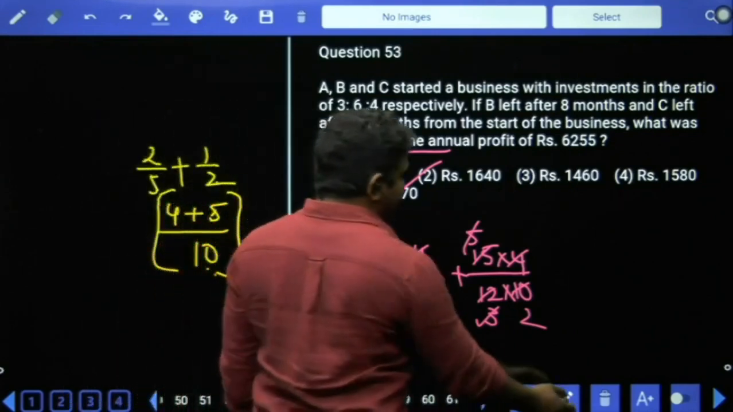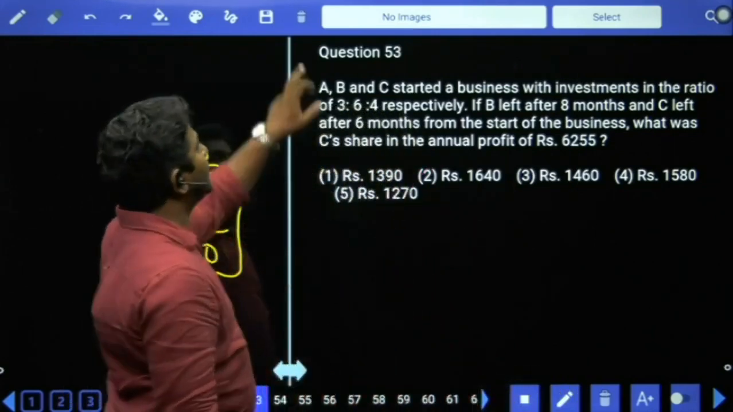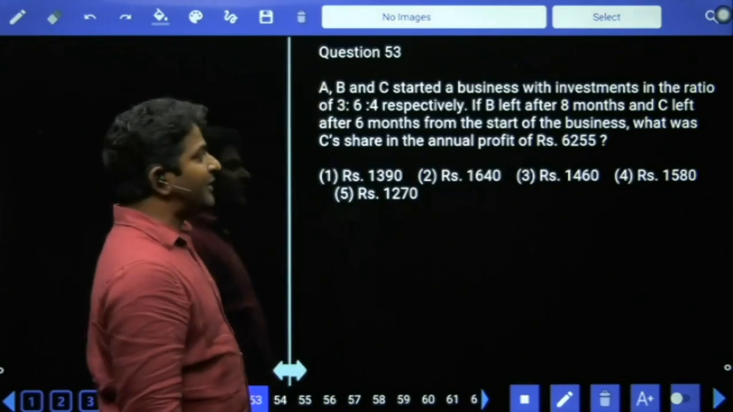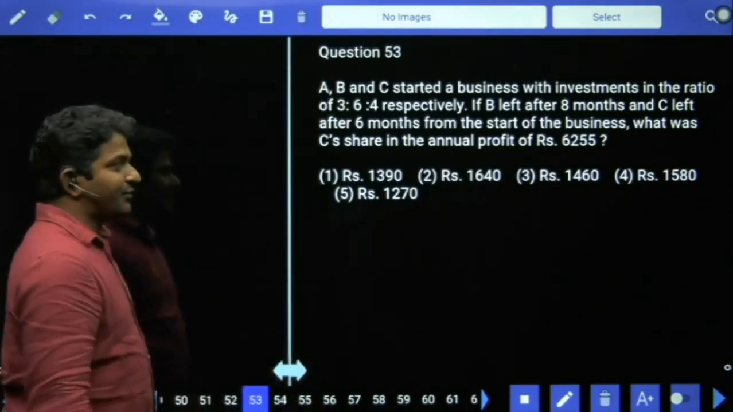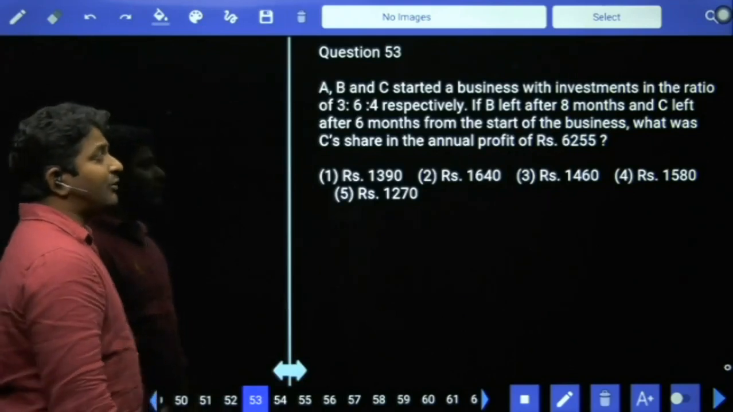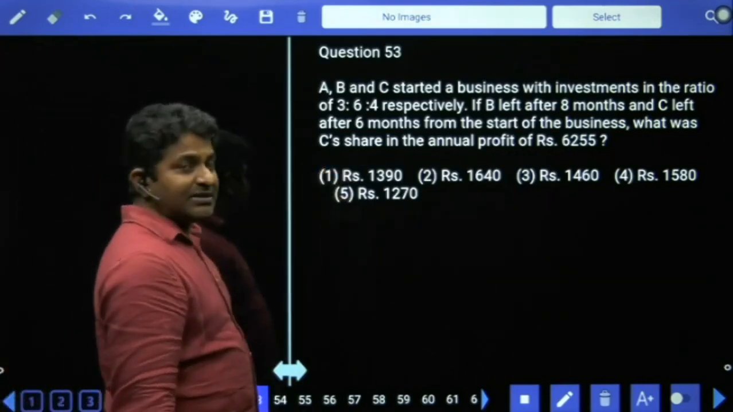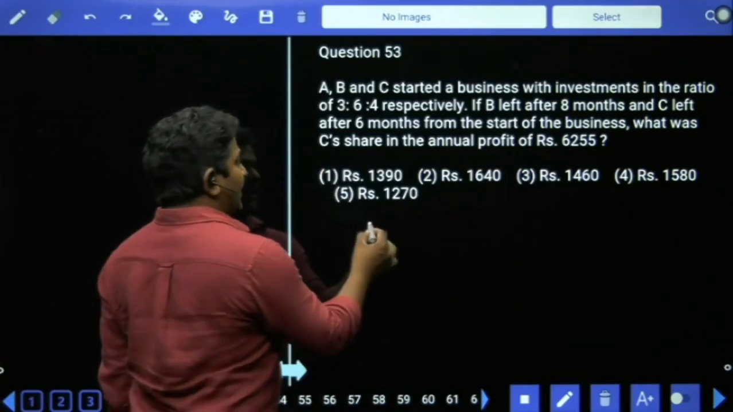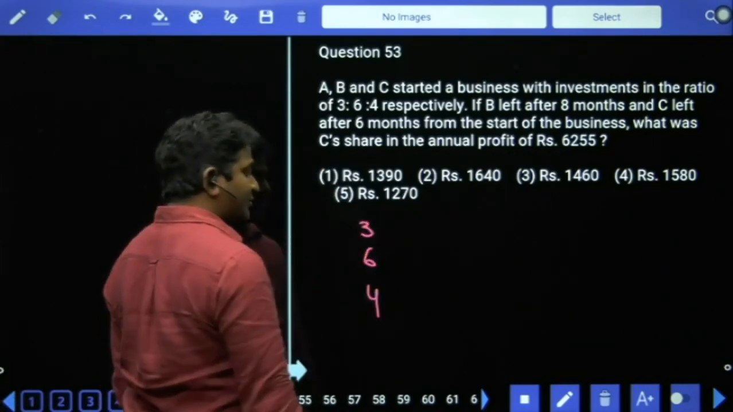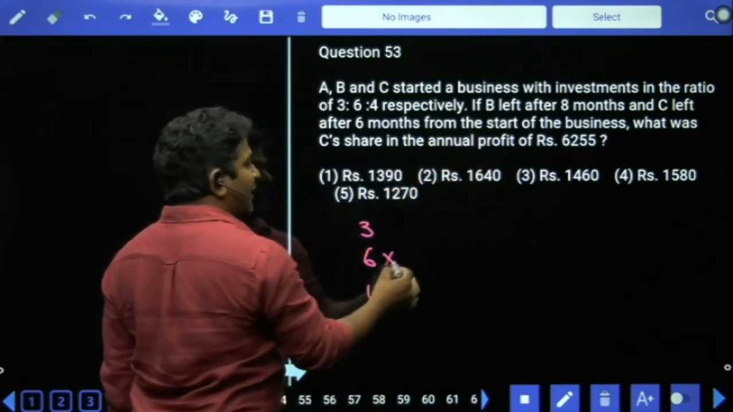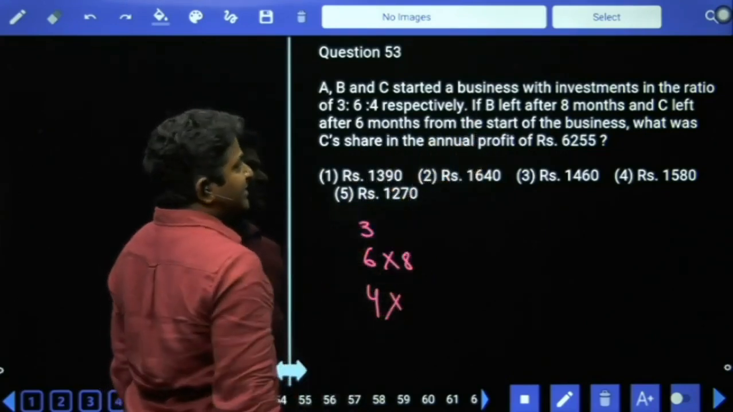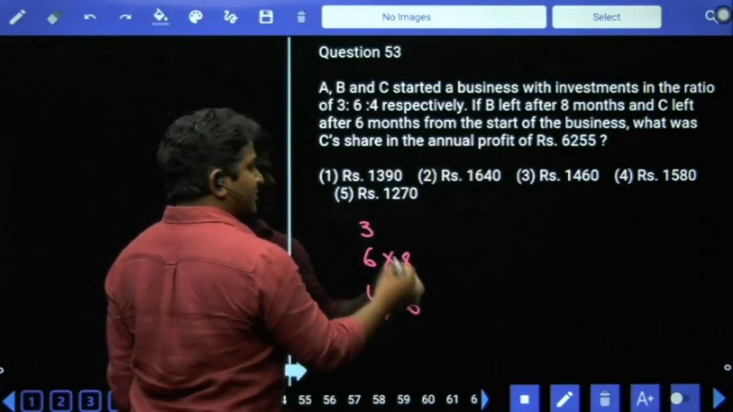A, B, C started a business with investments in the ratio 3:6:4 respectively. B left after 8 months and C left after 6 months from the start of the business. What was C's share in the annual profit of 6,255? Investments are in the ratio 3:6:4. They all started. B left after 8 months. C left after 6 months.